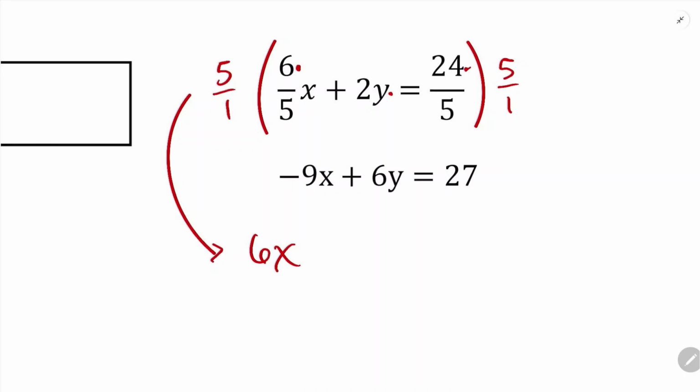Now, if I want, I can go the long route. 5 times 6 is 30. 30 divided by 5 is 6x. But I can also look at it like this. There's a 5 that I'm putting in there, so it's creating this giant 1. No matter what, 5 times 6 over 5 is just going to be 6. So this becomes 6 times x. And then when I multiply 2y times 5, it's going to become 10y. And over here, you can see 24 is being divided by 5. So when I multiply it by 5, it's going to give me just 24.